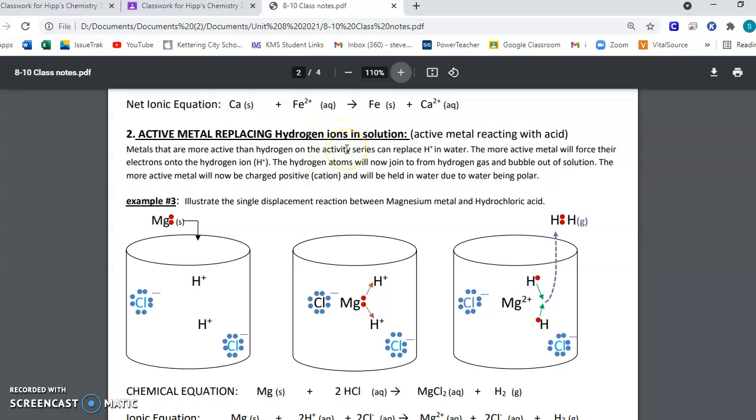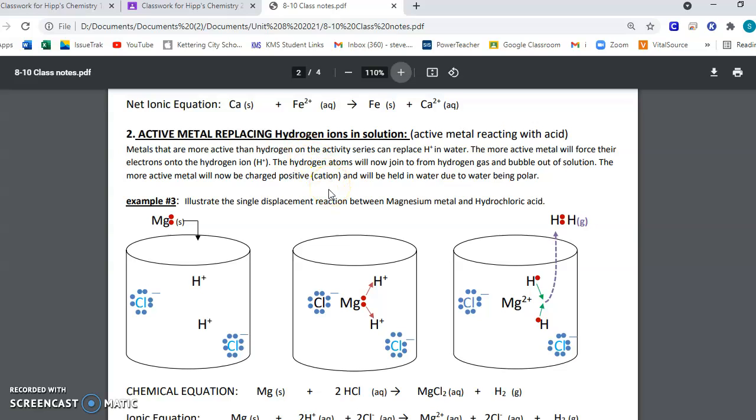Remember, acids dissociate in solution, where the hydrogen ion breaks off the acid and floats around as H+. It's looking for a pair of electrons on a base, but we have a hydrogen ion. Acids kick off the hydrogen ion. In this particular reaction, active metals will try to force the hydrogen ion to take electrons.